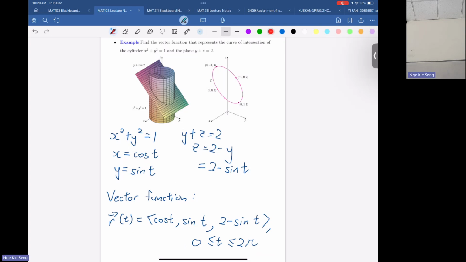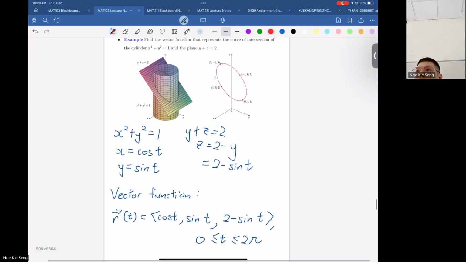Something like this. Okay or not? Any question so far?